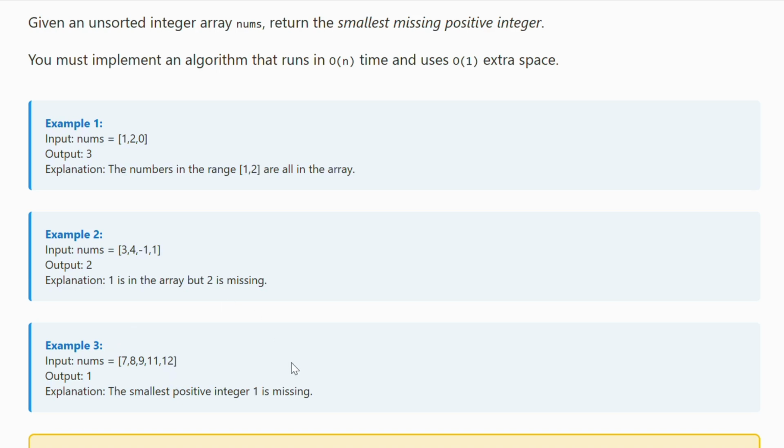Our answer will be just the next number to it, n plus 1, right? So this is the catch here. If all the numbers are present, like in this case, 0 is also present, 1 is also present, 2 is also present, means all will match, in all index will match to their number. But what will be the answer here then? The immediate next number, right?